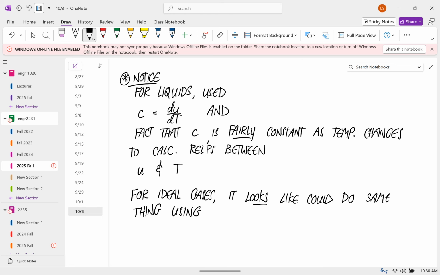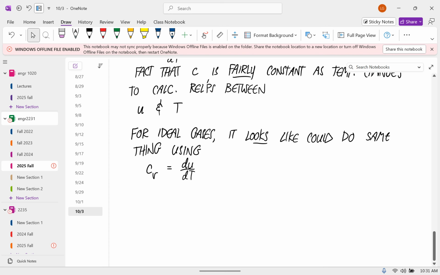Using the fact that the constant volume specific heat is equal to du dt. But CV varies a lot more with temperature.